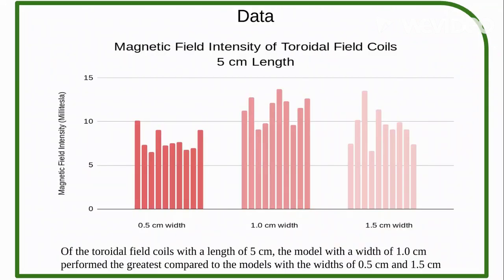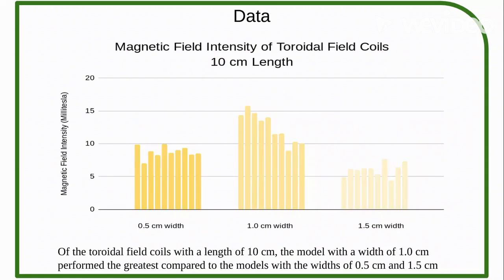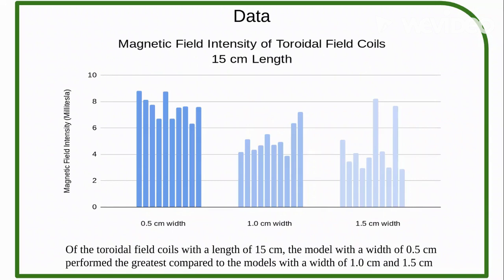When looking at this graph, we can see that of the toroidal field coils with a length of 5 centimeters, the model with a width of 1 centimeter performs the greatest compared to the models with widths of 0.5 and 1.5 centimeters. When looking at this graph, we can see that of the toroidal field coils with the length of 10 centimeters, the model with the width of 1 centimeter performs the greatest compared to the models with the widths of 0.5 and 1.5 centimeters. And when looking at this graph, we can see that of the toroidal field coils with the length of 15 centimeters, the model with the width of 0.5 centimeters performs the greatest compared to the models with the width of 1.5 and 1 centimeter.